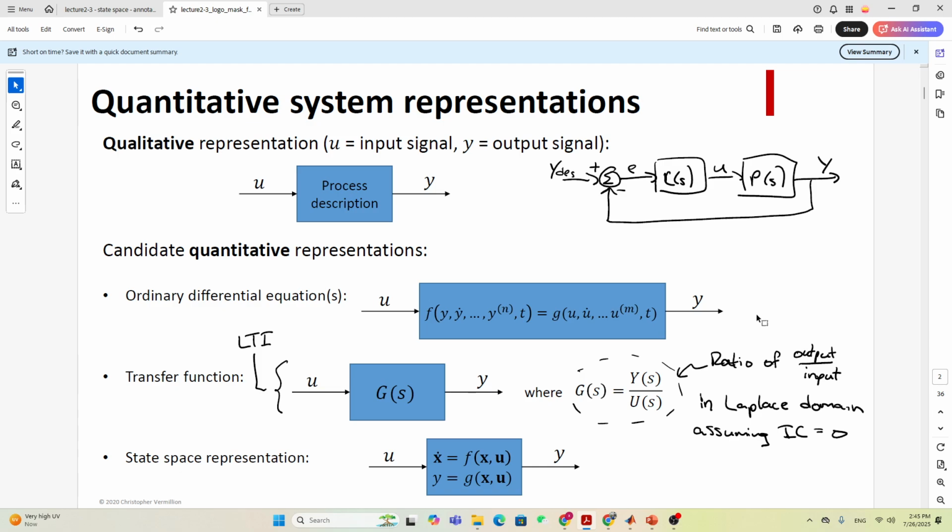And on top of that, transfer function. In this series of lectures, we are focusing on LTI, which means linear time invariant system. So transfer function is a Laplace domain, or in a sense, frequency domain, assuming initial condition 0, which is a ratio of output versus input.